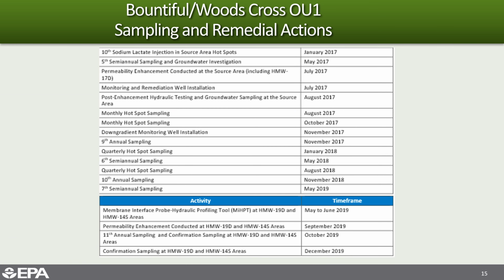And of course, there's been a number of activities more recently at the site looking at activities in 2017 where they did some post-enhancement permeability enhancement of small units of low permeability that seem to be carrying a lot of mass, and we have some results in the case study that show that. And again, the membrane interface probe and MiHPT, membrane interface probe and hydraulic profiling tool, again used in 2019 to help with some of those downgradient hotspot fracturing events that I'll talk about.